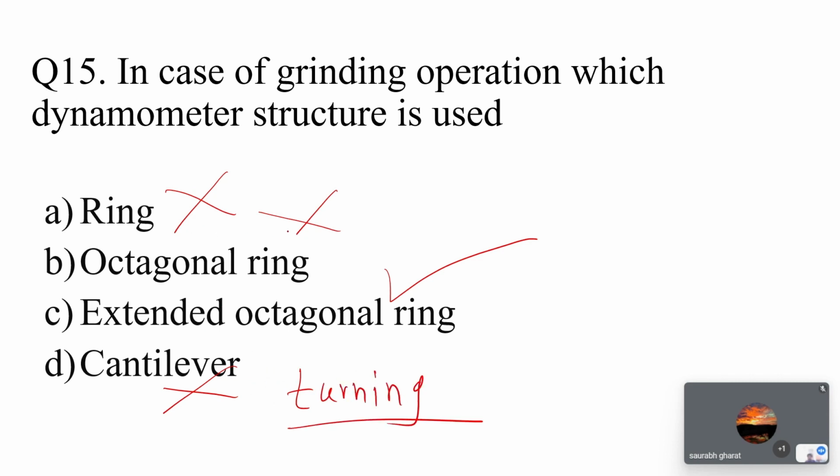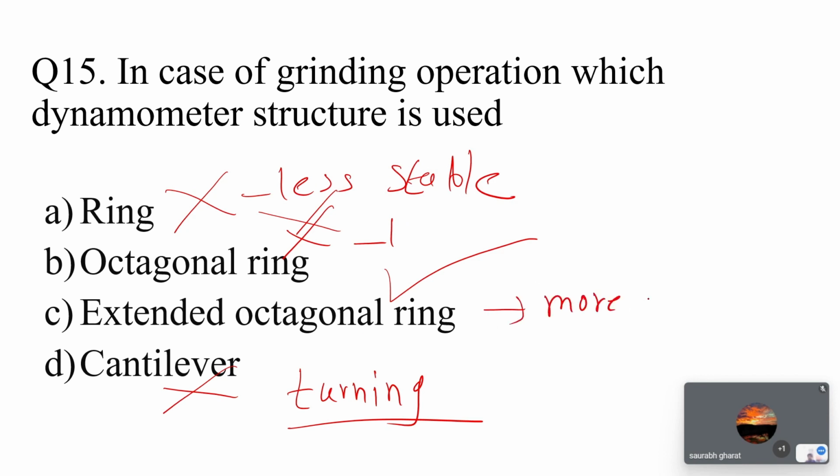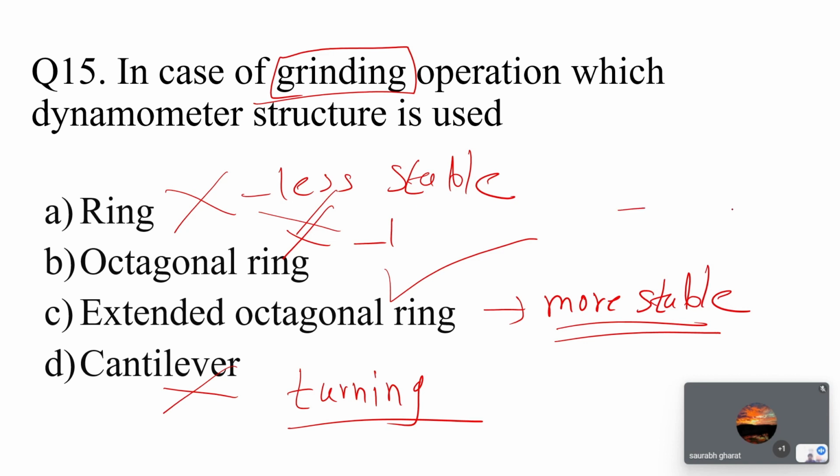The octagonal ring is less stable. All of them are not stable, but the extended one is more stable. In the case of grinding operation, this is our grinding workpiece, and here we have our octagonal extended structure. It is connected here, and here again we have a ring structure. This is the cage head. This is how it is placed and used, so this is your correct answer.